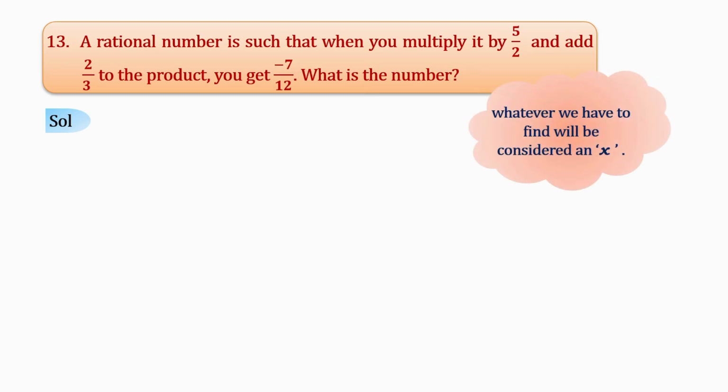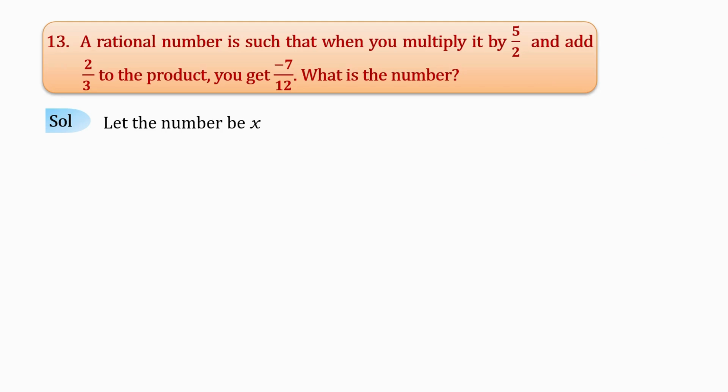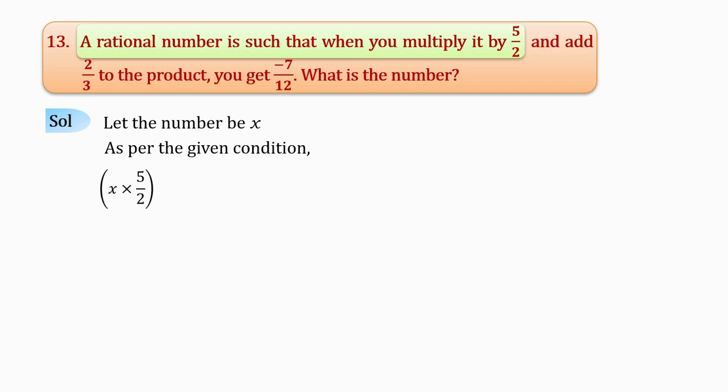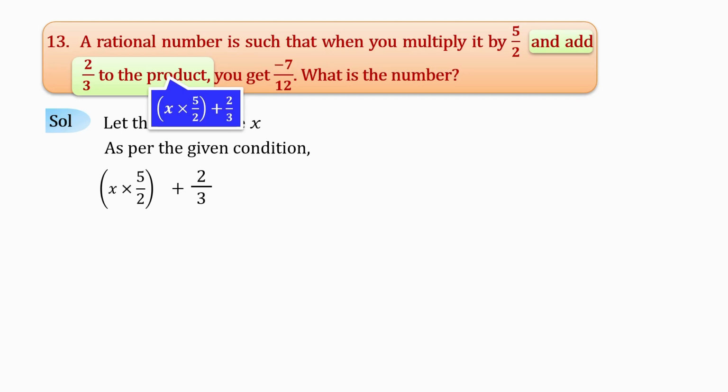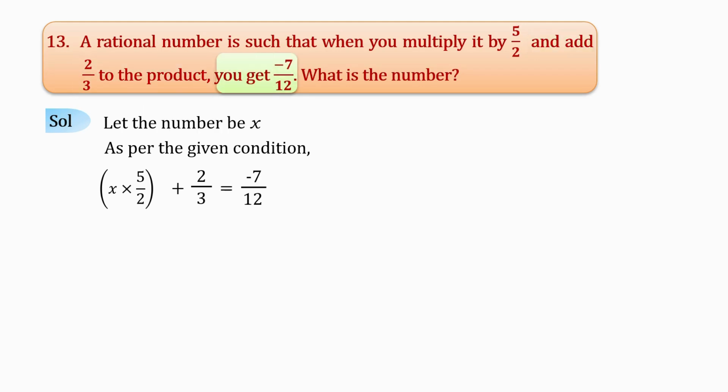So, whatever we have to find will be considered as x. Let the number be x. The rational number is multiplied by 5 by 2, so we first multiply x into 5 by 2, and add 2 by 3 to the product. The product is x into 5 by 2, so we add 2 by 3 to it, and we will get minus 7 by 12.